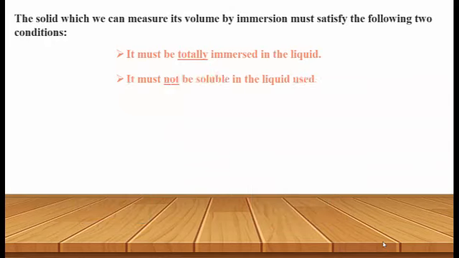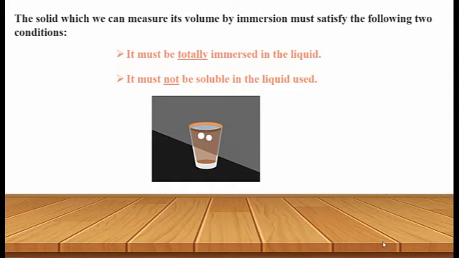The second condition is that it must not be soluble in the liquid used, like that shown in this figure, or like measuring the volume of sugar in water. That is incorrect because the sugar will be dissolved or soluble in water.